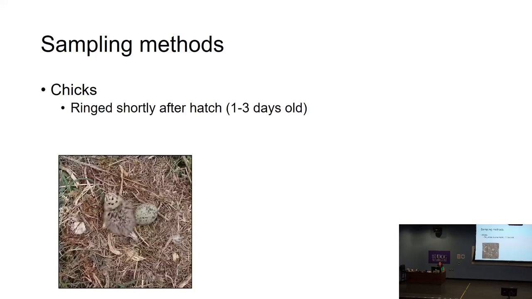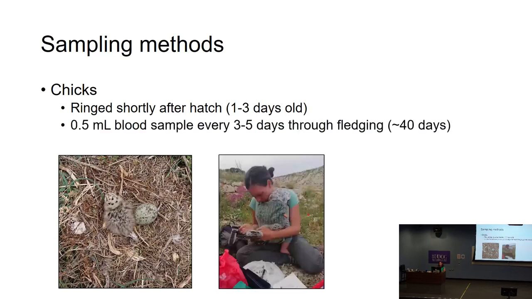And then for chicks, as I mentioned, we ring chicks shortly after hatch so we could follow them through their development. We collected 0.5 milliliter of blood every 3 to 5 days through fledging. And I'll briefly mention, if you're ever in the field with a baby, front carry is the best for collecting blood, and the dorsal is best for putting on transmitters. So you can take that with you.